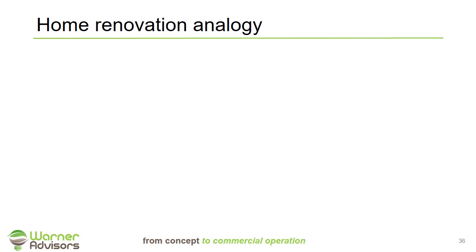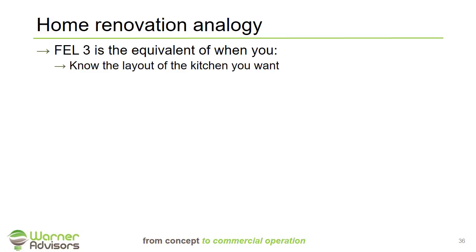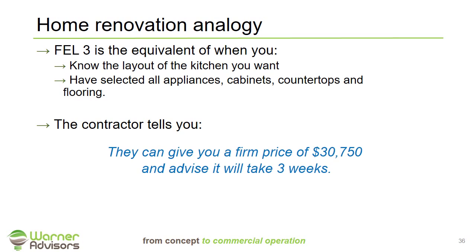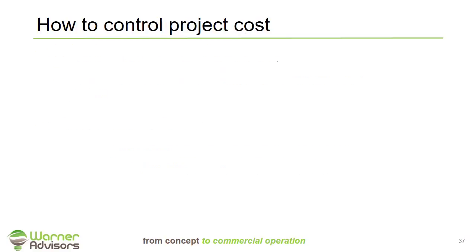So let's get to our final phase of the home renovation analogy for FEL3. FEL3 is the equivalent of when you're able to tell your contractor the exact layout of the kitchen, you've selected all the appliances, cabinets, countertops, and flooring, and the contractor is able to give you a firm price and a firm schedule. It doesn't mean there won't be unexpected conditions that could come up, but based on the information your contractor has, they believe they have enough information to give you an estimate and a schedule that they can deliver.